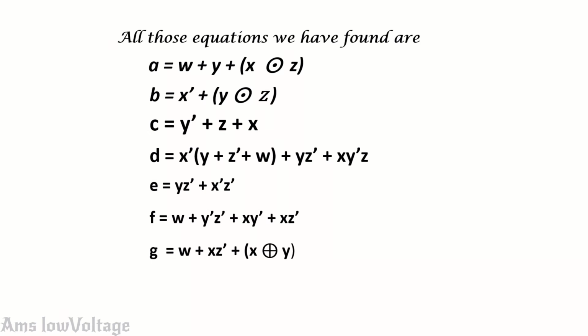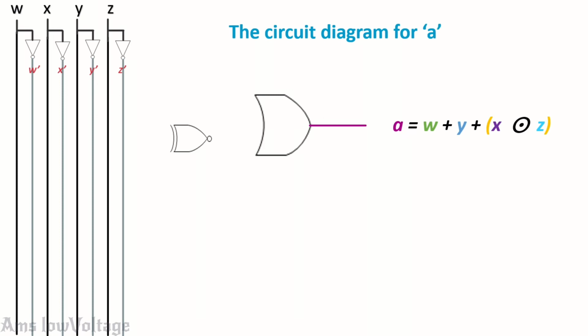So all these equations here for a to g. Now we are going to work with these equations for a, b, c, d, e, f, and g. I'm just drawing a circuit according to this picture, and here we are getting all these inputs.